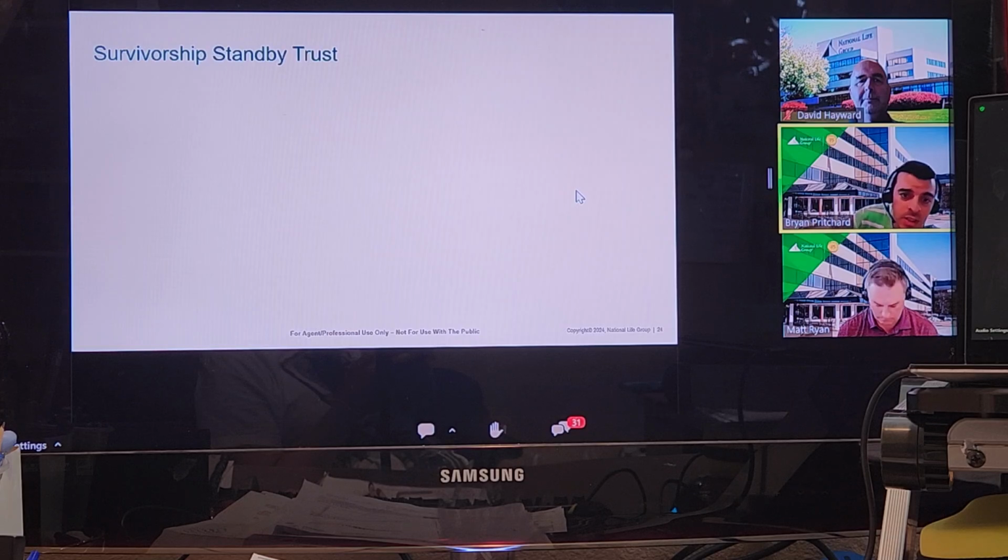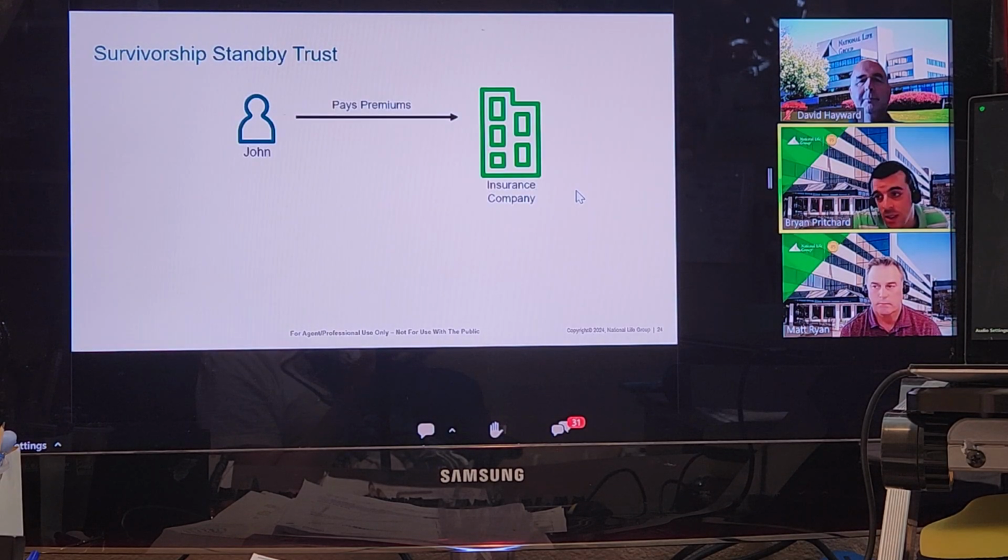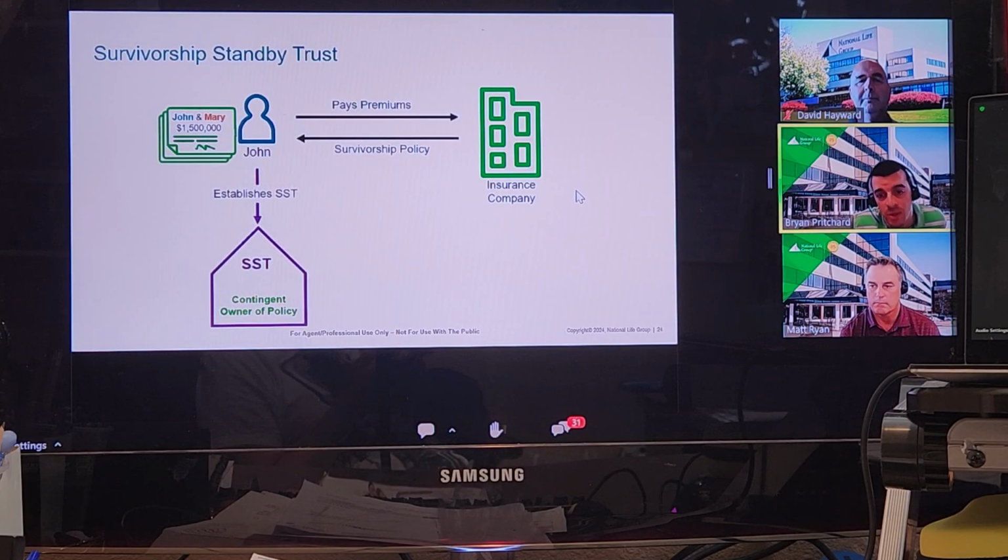So the solution in this case is that we're going to incorporate the survivorship standby trust into the overall estate plan. In this case, we're going to have John be the owner of a second to die survivor IUL policy on his and Mary's life. John would be the grantor, the creator of the trust that would become irrevocable at his death, and would name the survivorship standby trust as the contingent owner of our policy.